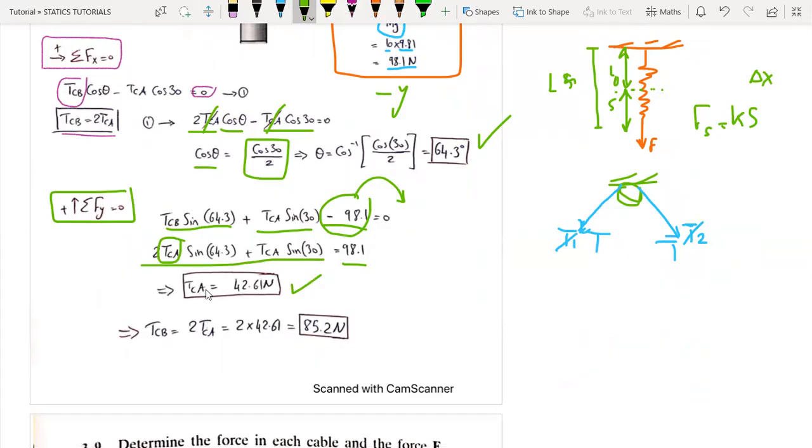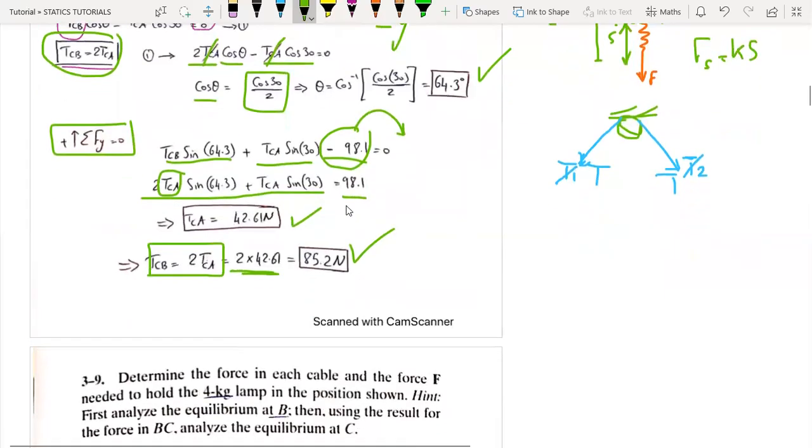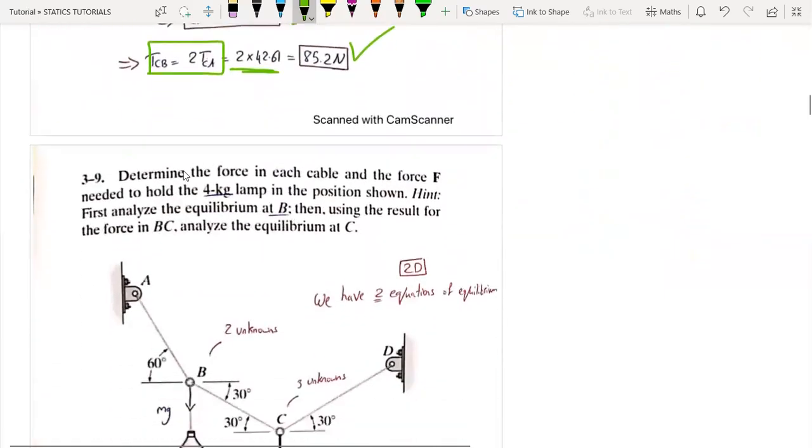After that, we can use the hint or our third equation, this one, to find the value of TCB. It will be twice the value of TCA, the tension force in cable CA, and we'll get the value to be 85.2 newtons. Now let's move on to the next problem.